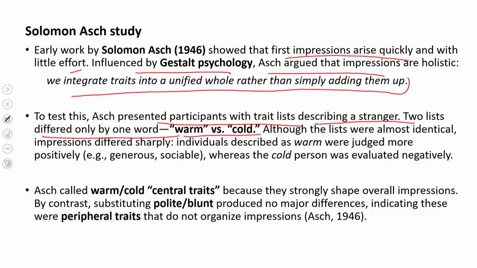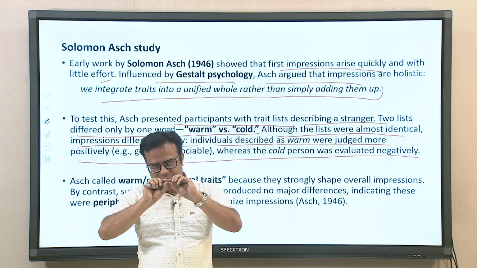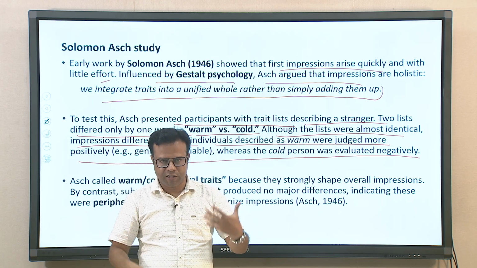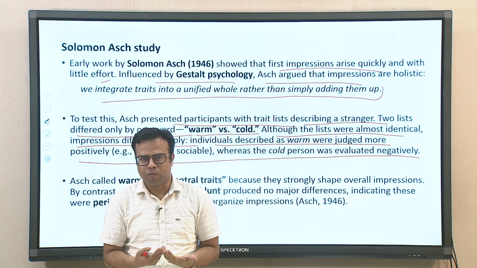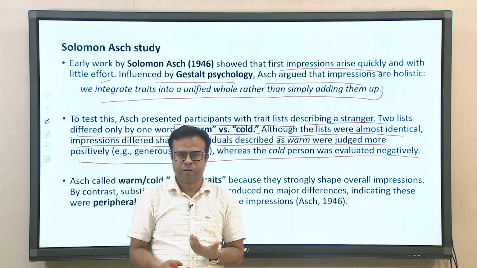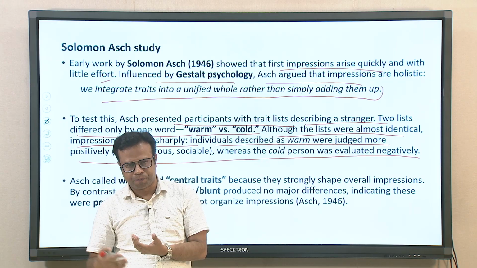What he found was that although the lists were almost identical, impressions differed sharply. The individual described as warm was judged more positively, whereas the cold person was evaluated negatively. Although all the other characteristics were the same, only one differed: one was listed as warm, another as cold. This difference of just one word created a huge difference in impression formation. The person described with the word warm was judged more positively, and the person described with the word cold was judged more negatively.